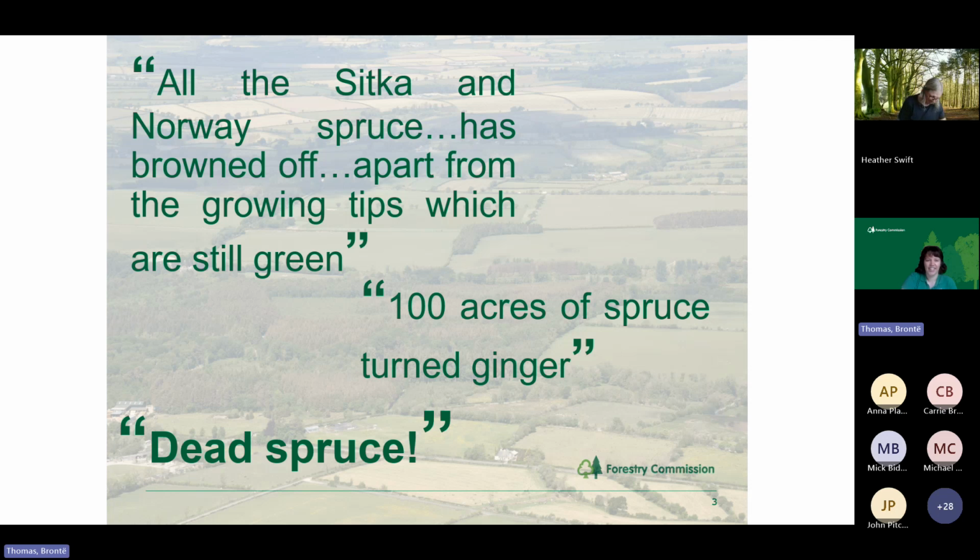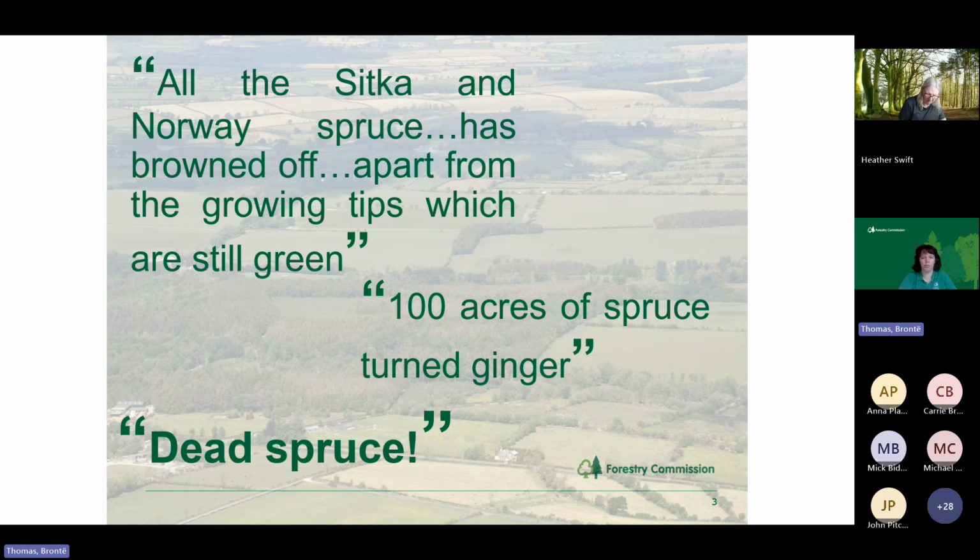So we've been getting lots of phone calls and emails from concerned landowners and agents about their spruce. And I'm sure many of you, especially up in Cumbria, can recognise this, people talking about all their Sitka and also mentioning Norway spruce being browned off. So I'm hearing about 100 acres of spruce turned ginger, and some people even thinking all my spruce has suddenly died, coming into late spring.